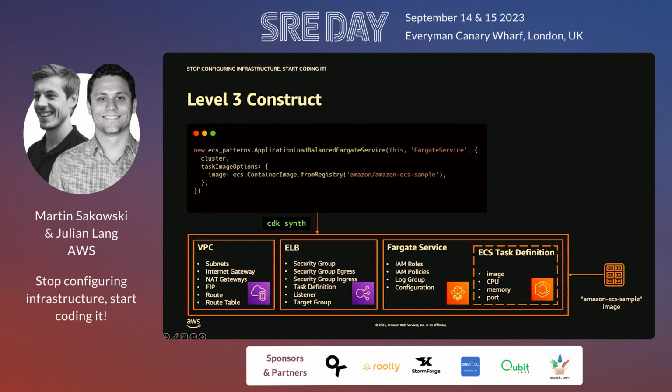And remember, the cool thing is you can write your own constructs. So you can write your own level 3 abstractions and think of problems you usually solve in your company, and every team has to solve that. You can just put them in code, and everyone can reuse that. Or you can use constructs from AWS or from the wider community, or build your own.